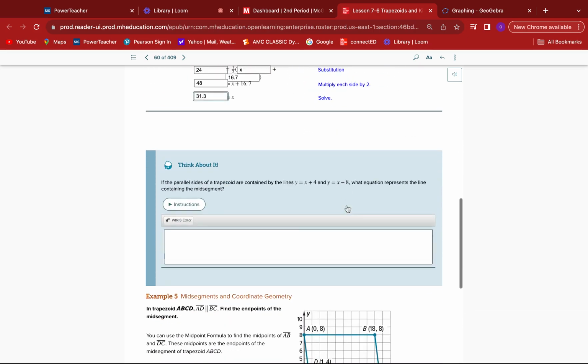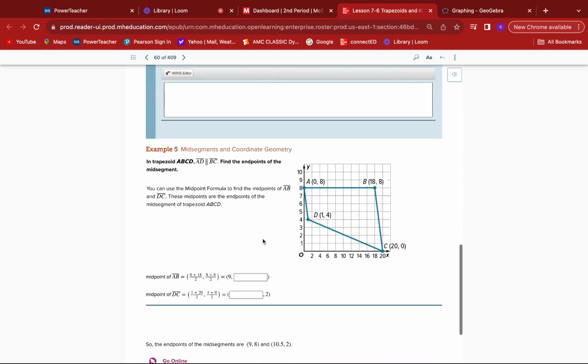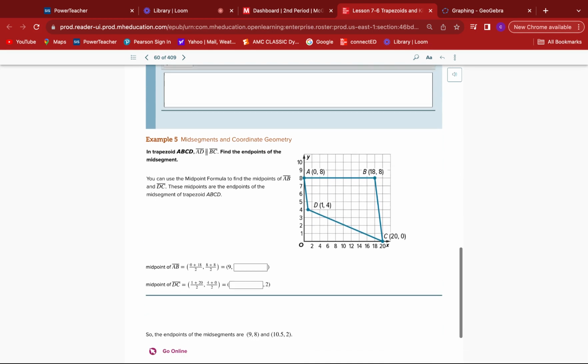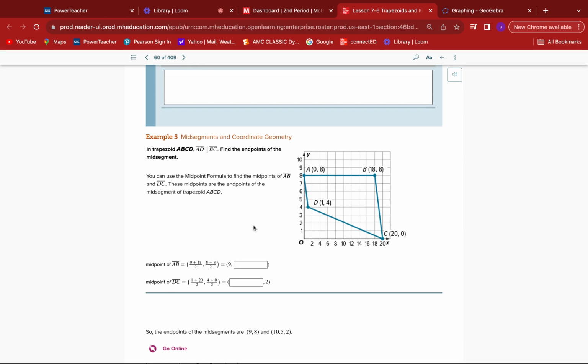All right. Okay, example number 5. We are at the bottom of page 448. All right, see what we got here. Got a trapezoid. AD is parallel to BC. Remember that weird looking skinny 11 symbol means parallel. Find the endpoints of the midsegment. Okay. All right.